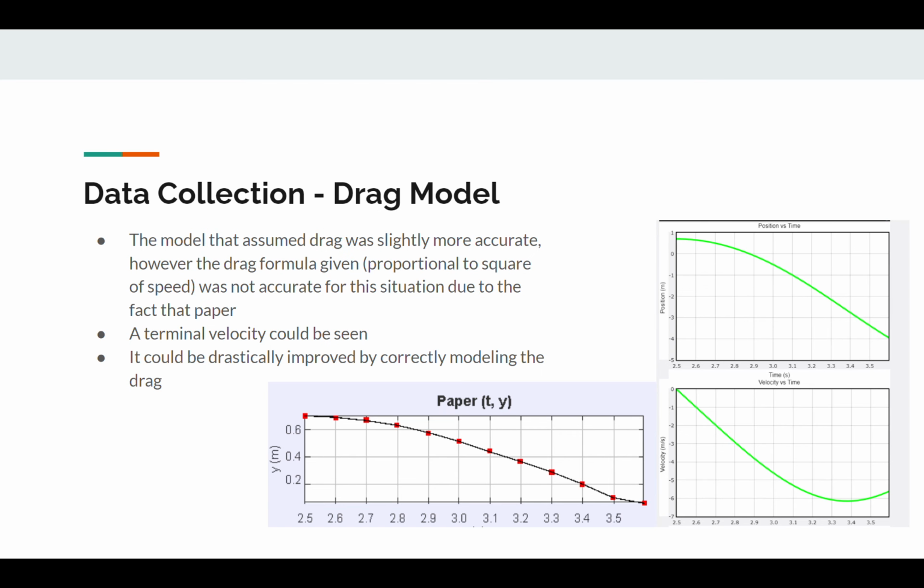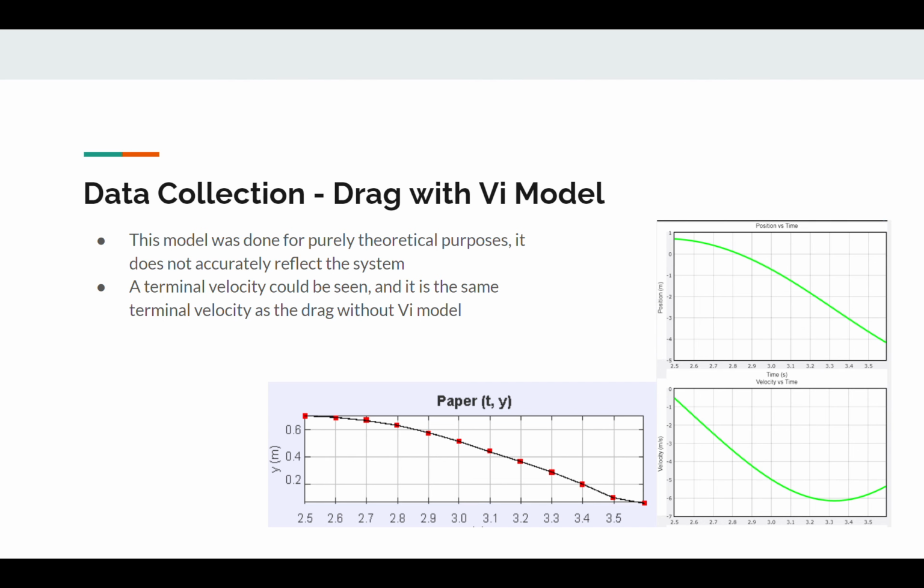With the drag model, it was slightly more accurate. However, the drag formula given was not accurate for this situation due to the fact that paper is very difficult to handle, and its shape changes and the way it resists air changes as it falls. But a terminal velocity could be seen, because if you look at velocity over time, it starts to round out and become consistent. As well, the drag with initial velocity also had a terminal velocity that was able to be seen, and the terminal velocity is actually the exact same as the one without initial velocity. That's because the initial velocity doesn't matter, because it comes to a certain point where drag and gravity are equal, and that's where terminal velocity is reached. And the initial velocity has nothing to do with that because it has nothing to do with the force applied.